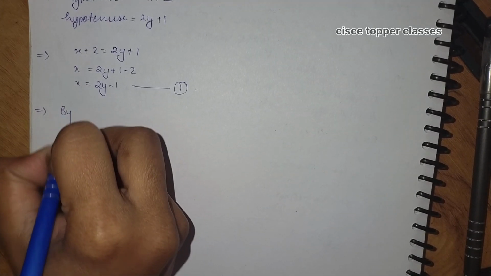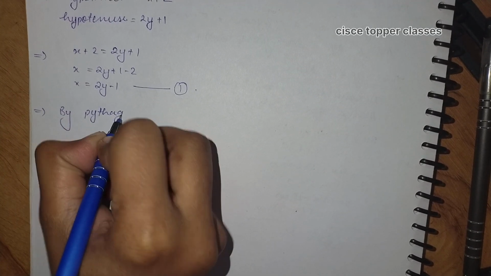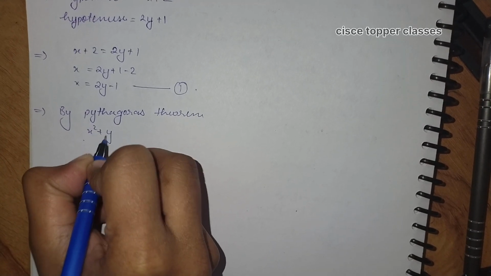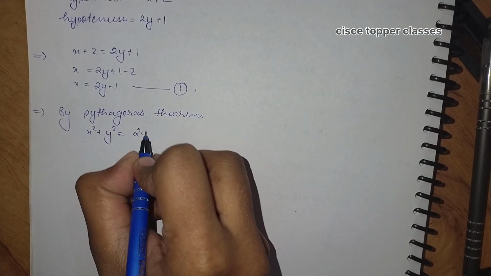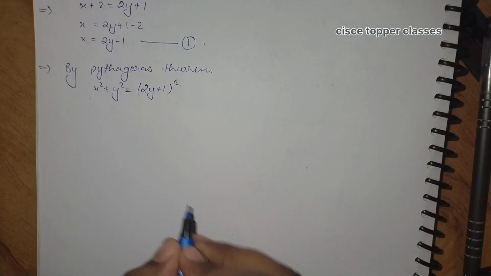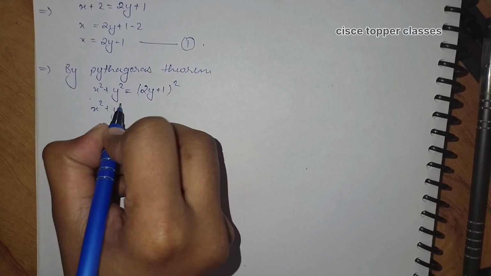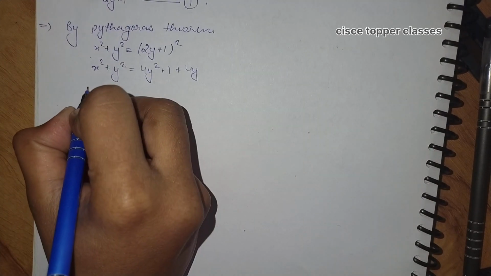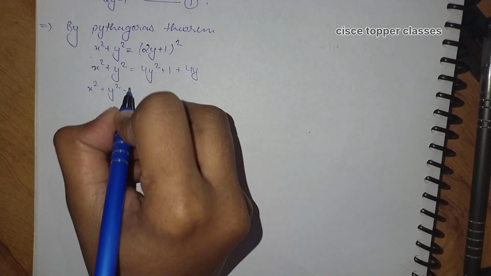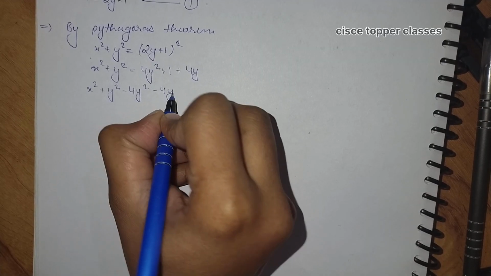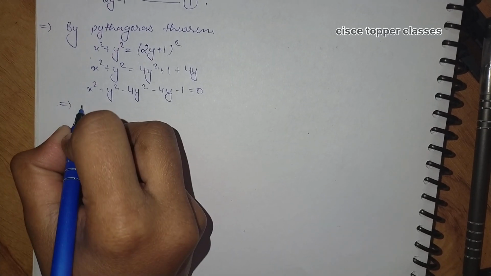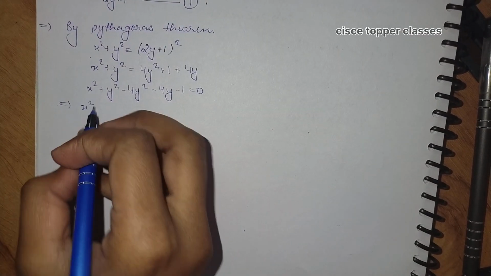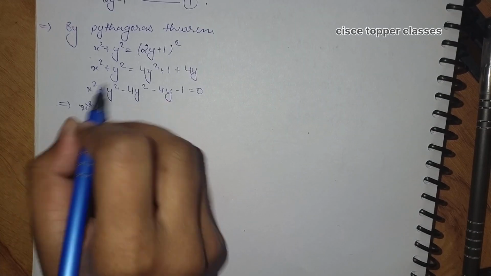And by applying Pythagoras theorem here, we can write x square plus y square, the square of both the sides is equal to 2y plus 1 ka whole square, that is the hypotenuse. So we'll form equation from here, x square plus y square equal to 4y square plus 1 plus 4y. So that will become x square plus y square minus 4y square minus 4y minus 1 equal to 0. From that, x square taking, and here we can put instead of x the value of 2y minus 1 from equation first here.